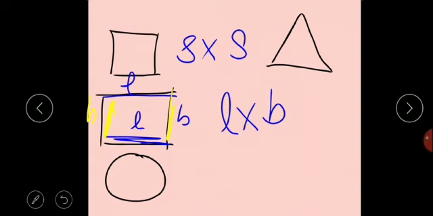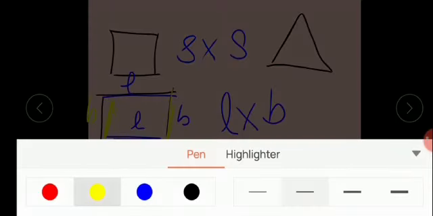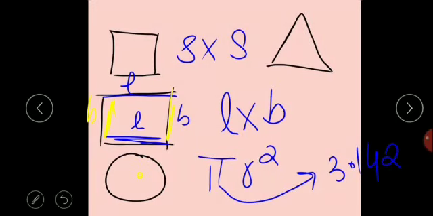Circle area is a little bit changed. There is a constant involved, that's pi. So to calculate the area of a circle, we need to have this pi r square, where pi is the constant value 3.142, and r is actually the radius. That radius is actually the distance from the center to the arc of a circle, right? That's the way we calculate the area of a circle.